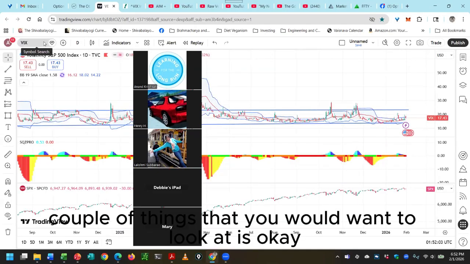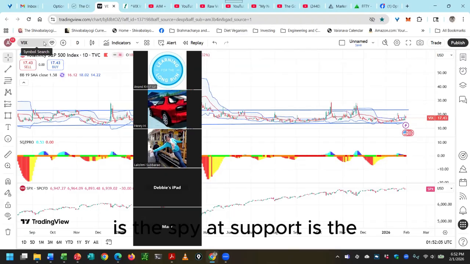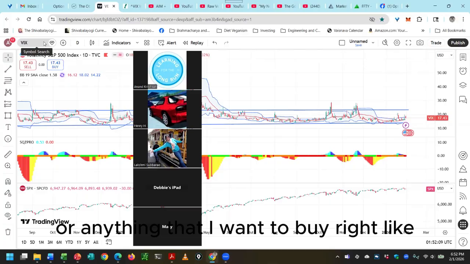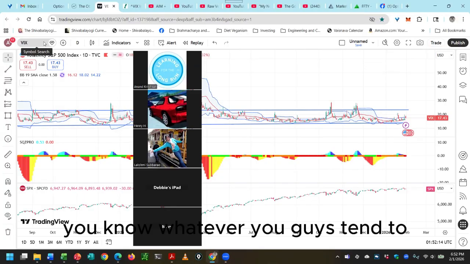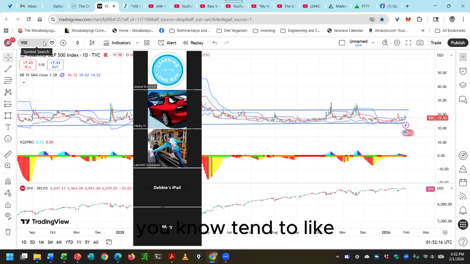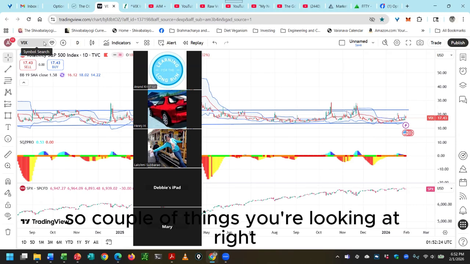A couple of things you would want to look at is, okay, is the SPY at support? Or anything that I want to buy, whatever it may be, Netflix, Nvidia, or whatever you guys tend to like. It's cheaper. So it's like, okay, what do I do? A couple of things you're looking at.